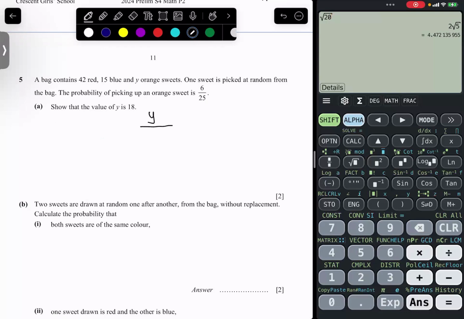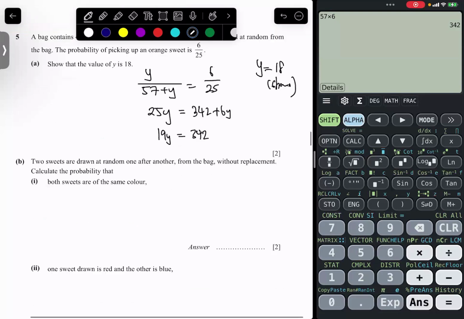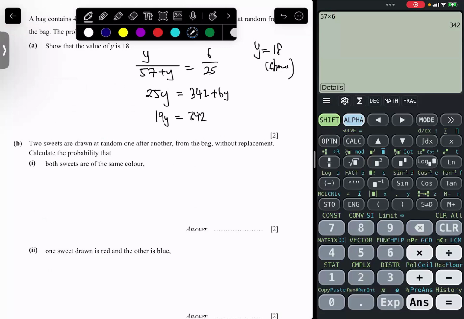So y over 57 plus y equals 6 out of 25. So 25y equals 342 plus 6y. So 19y equals 342. y equals 18. Shown. Okay. Two sweets are drawn at random, one after the other, from the bag without replacement. Calculate the probability that both sweets are of the same color.